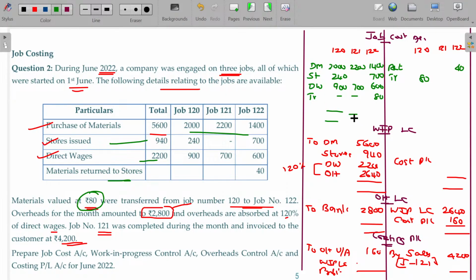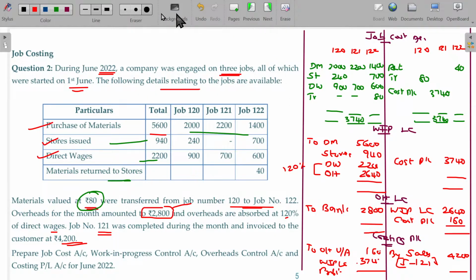Finish up tallying this. For 121, we will try to finish up 121 first of all. What about this? This 3740 is completed, transferable to the costing P&L account. Hope you'll be now able to understand. So this item got completed, is transferred from here 3740 to here 3740. 3000?